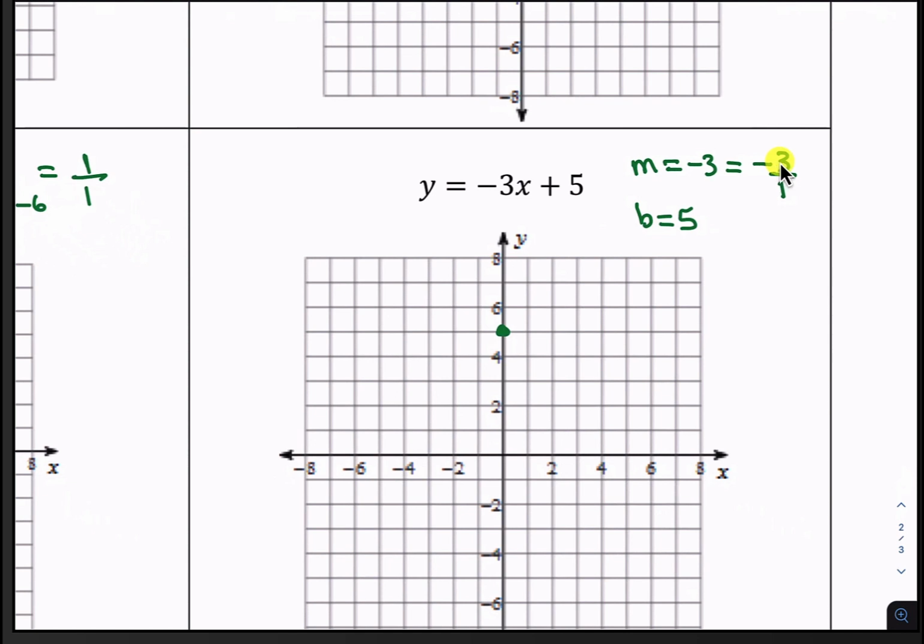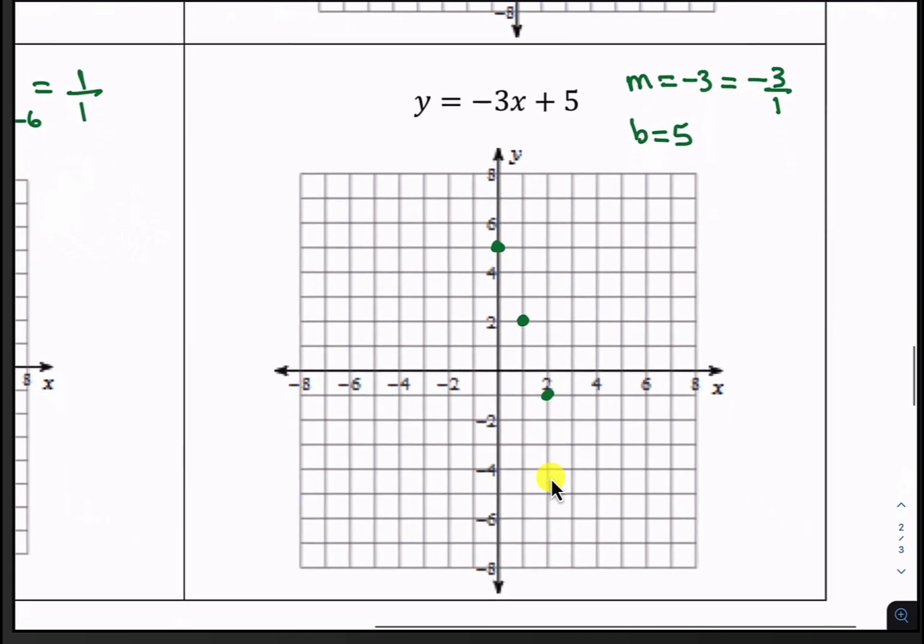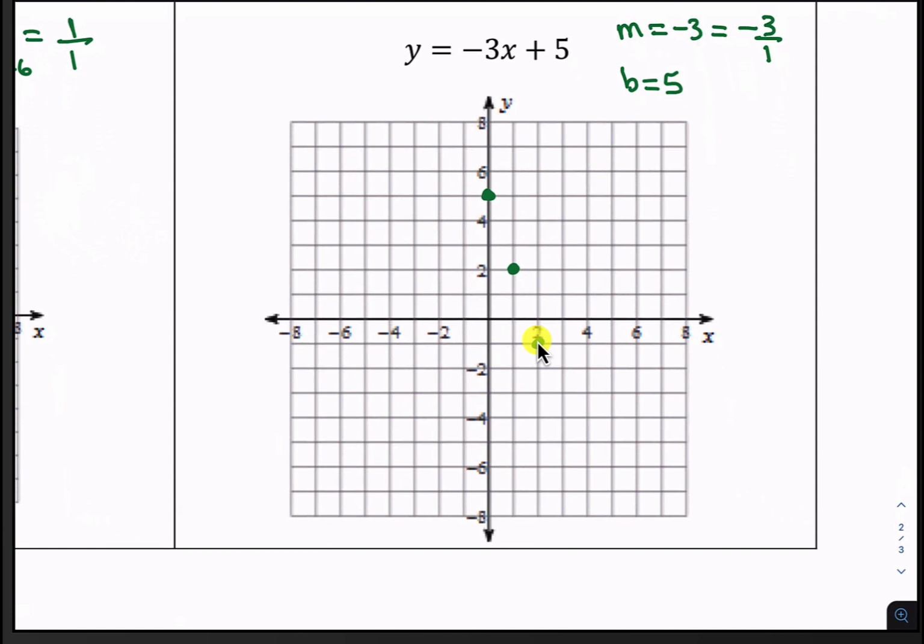Our slope is negative 3, or negative 3 over 1. So from this point, we're going to go down 3, 1, 2, 3, and then to the right 1, and that's where our second point will be. Repeat the process. Go down 3 and to the right 1, and that is our third point. We could do one more. We could go down 3 and over to the right 1 again. All right, so we've got our 4 points here. Let's just draw a straight line through those.